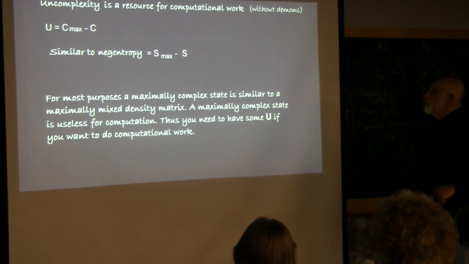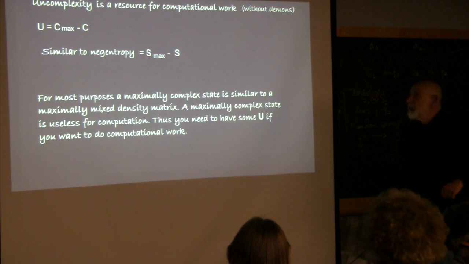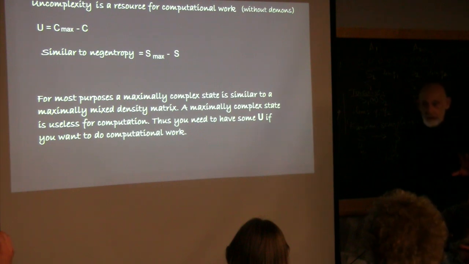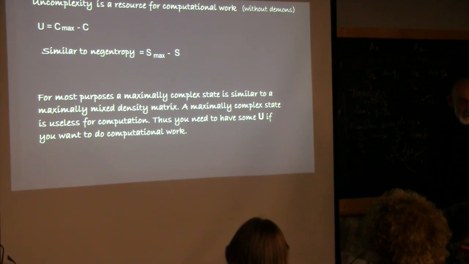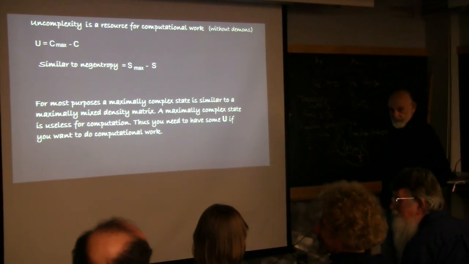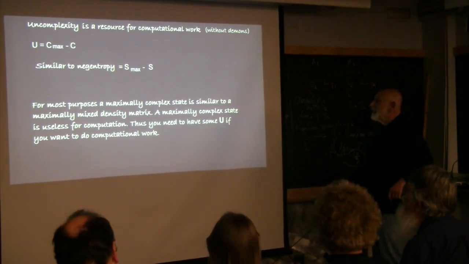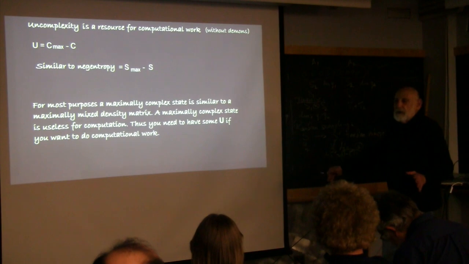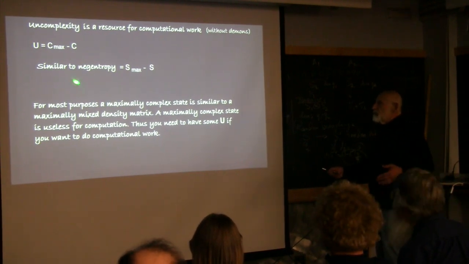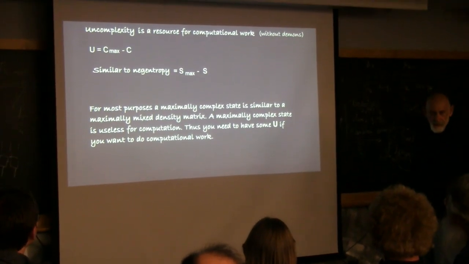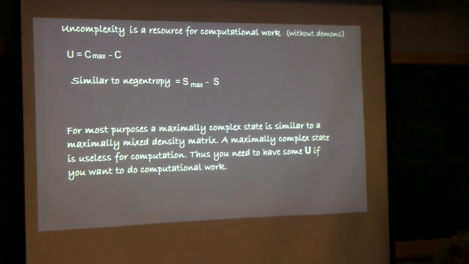I claim that there's a quantity called uncomplexity. I'll tell you what it is in a minute, but it's a resource. Now, I honestly don't know enough about resource theory to be sure that this fits into the standard story about resource theory. I suspect it does, but I'm going to use it in a slightly loose sense. The uncomplexity is the maximal complexity of a system minus the actual complexity.